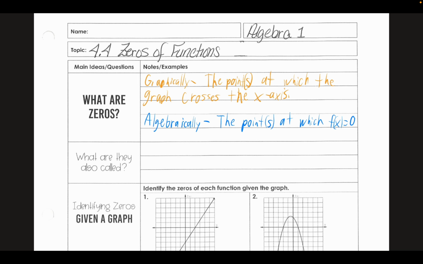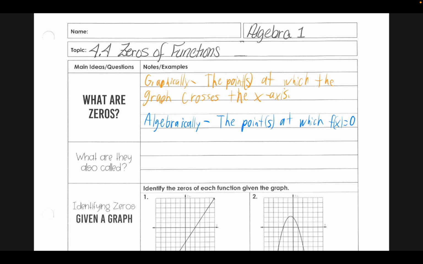And so we're crossing the x-axis, and remember the x-axis is our horizontal axis. In order for it to cross this axis right here, the y value must be 0, the f of x value must be 0. If the f of x or y value is anything else, such as 3 or negative 3, it couldn't cross the x-axis, but if it's at 0, it could.